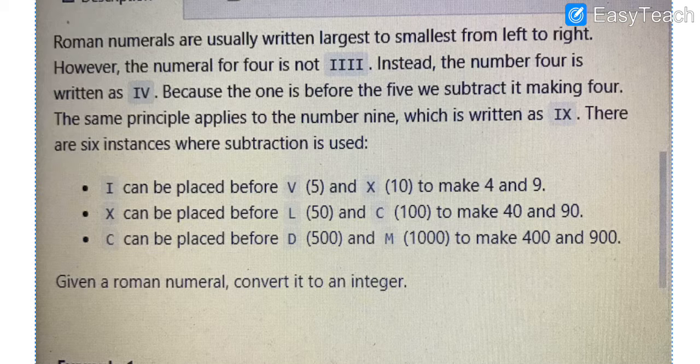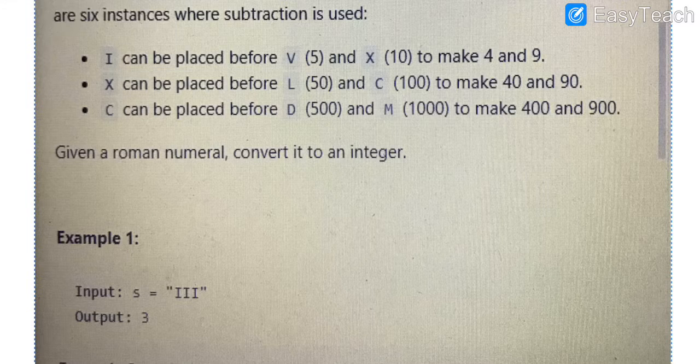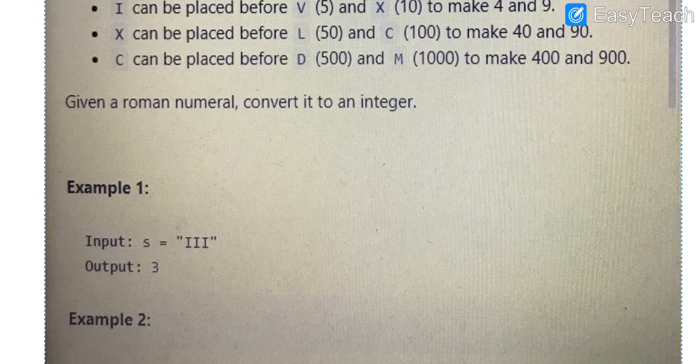So some principles are there to follow while reading the Roman numerals. Given a Roman numeral, we have to convert it into an integer. One of the examples given is 3. The input is given in the form of a string and the output should be in the form of an integer. So now let's get into the algorithm part.